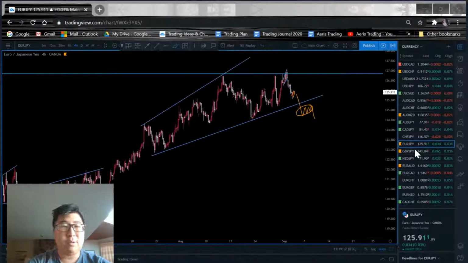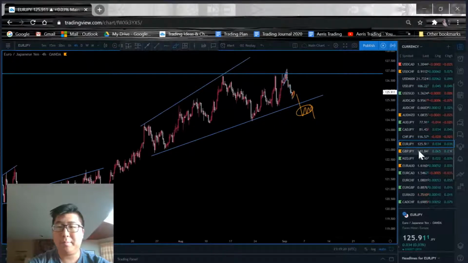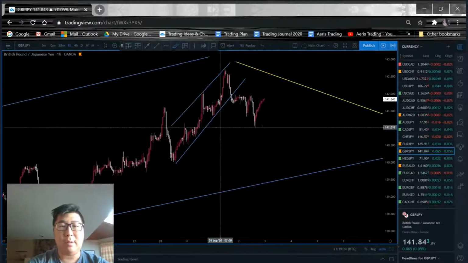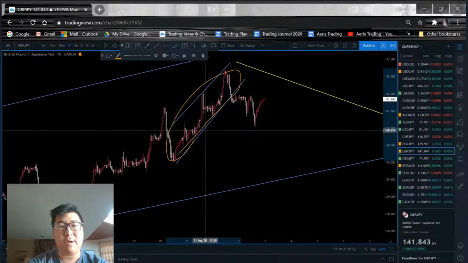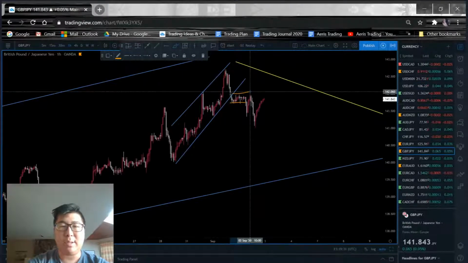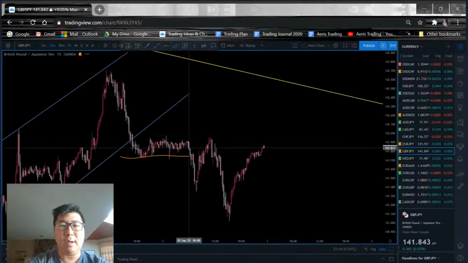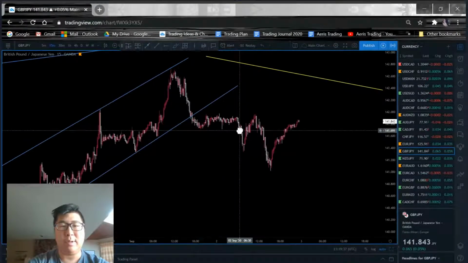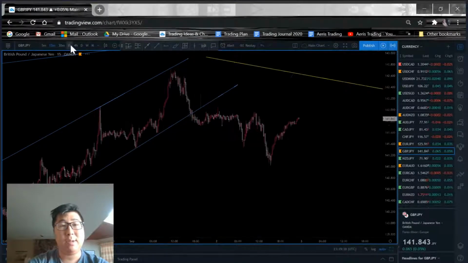Let's move on to pound dollar. So pound dollar, same thing. Last outlook I mentioned, wait for a breakout from this correction. We did have the breakout. This could be classified as a correction. It's a little bit messy, but nevertheless, if someone was in this trade, likely to just hit break even or a little bit of loss.